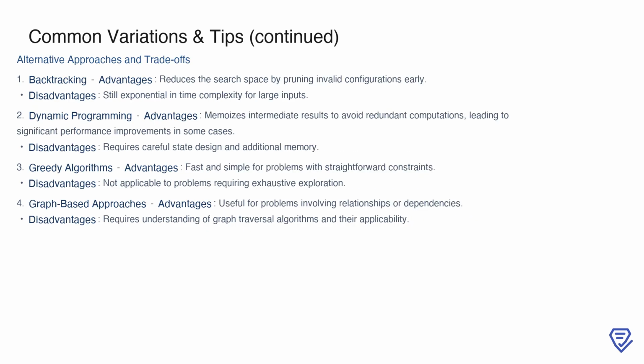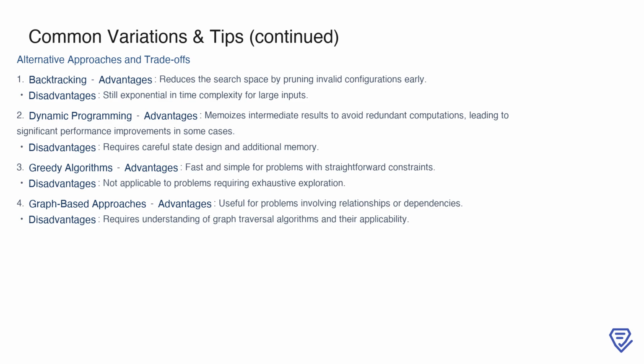There are several alternative approaches to solving this problem, each with its own advantages and disadvantages. Backtracking is a common choice because it systematically explores all configurations while pruning invalid ones early, which helps reduce the search space. However, it still has exponential time complexity for larger inputs. Dynamic programming is another option, offering significant performance improvements by memoizing intermediate results and avoiding redundant calculations. The trade-off here is that it requires careful design of the state representation and typically uses more memory.